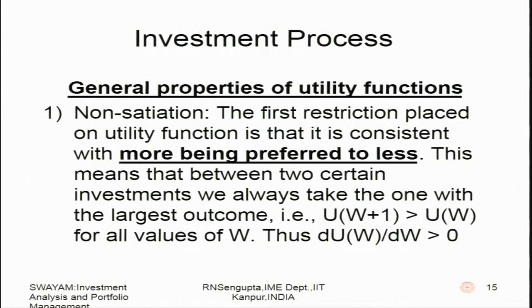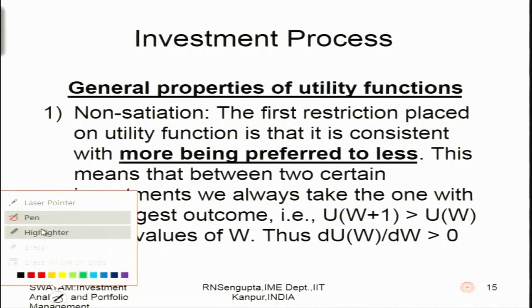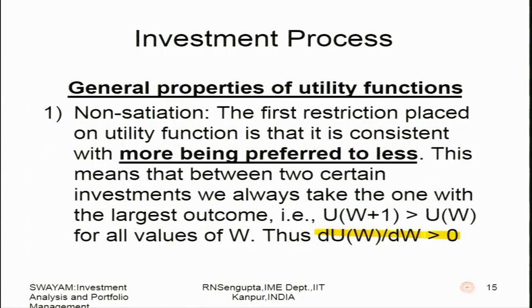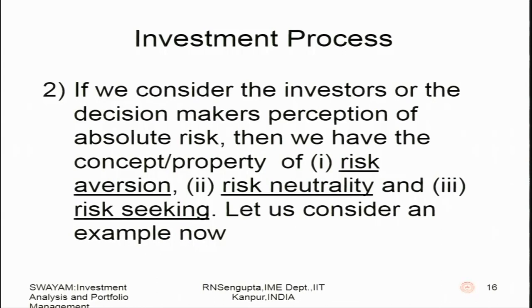So, let me continue reading it. Non-satiation means the first restriction placed on the utility function is that it is consistent with more being preferred to less. This means that for two certain investments, the utility for the second case, where wealth is higher, would be higher than for the lower case. Technically, what it boils down to is the fact that the first derivative is greater than 0, and it will be utilized later on also. So, the rate of change of the utility function with respect to w would be greater than 0, positive.